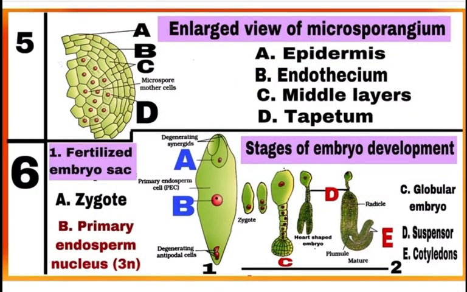C is a vegetative cell and D is a generative cell which later will form two male gametes. Diagram number 5. It is the enlarged view of microsporangium present in the anther. One anther has 4 microsporangia. Now label parts A, B, C and D.